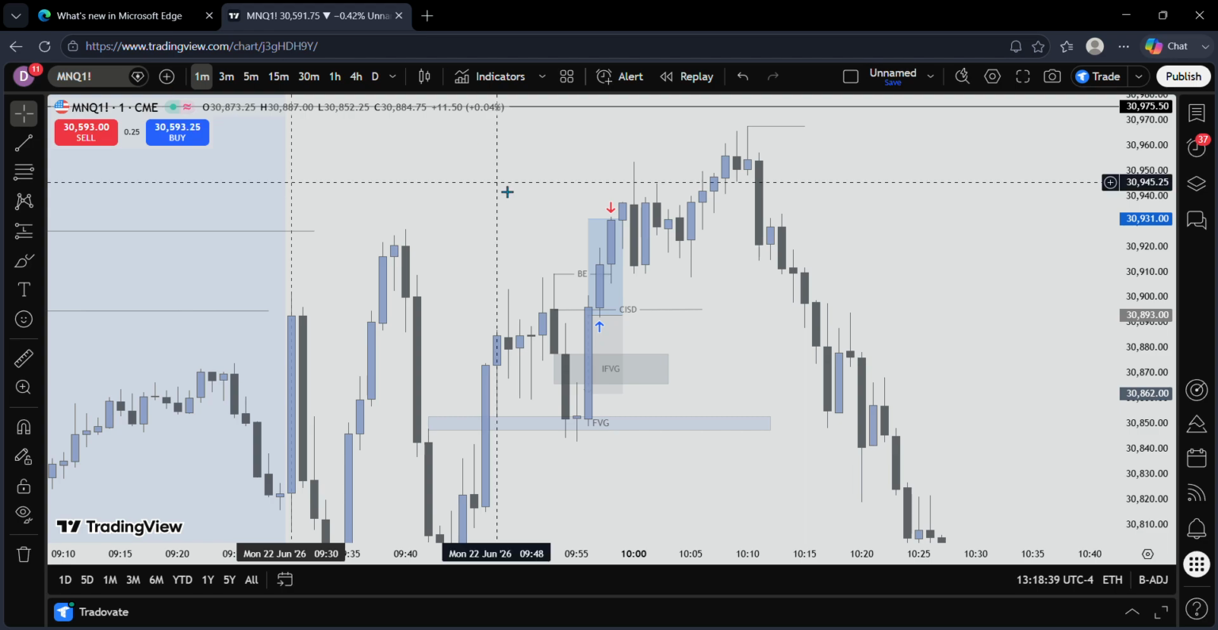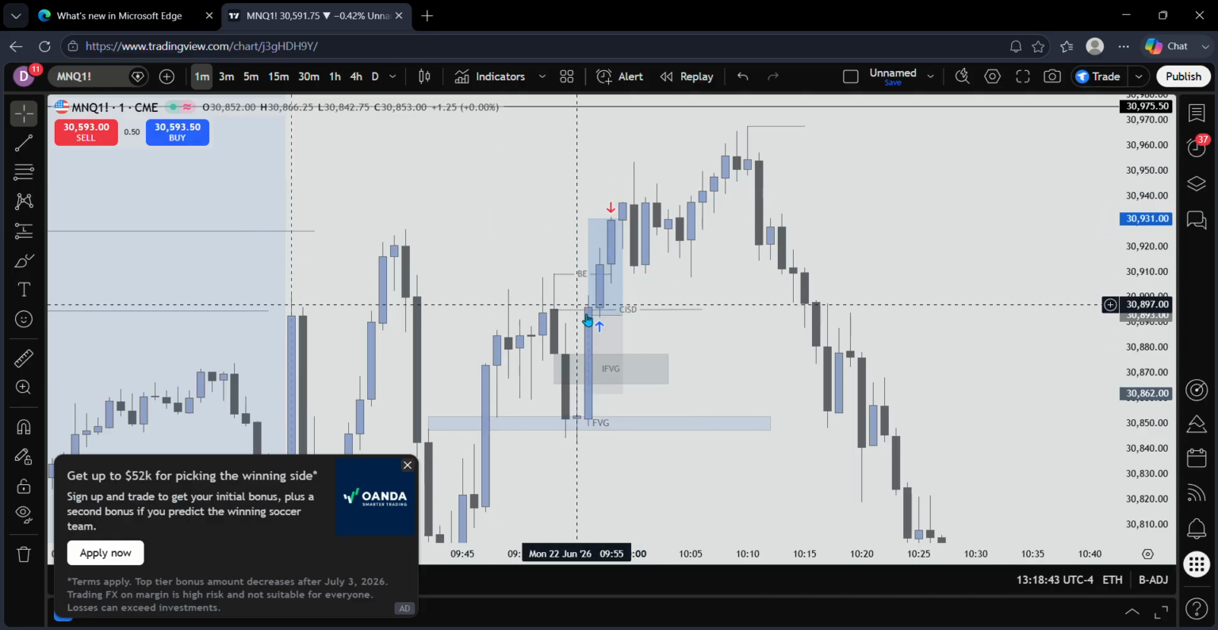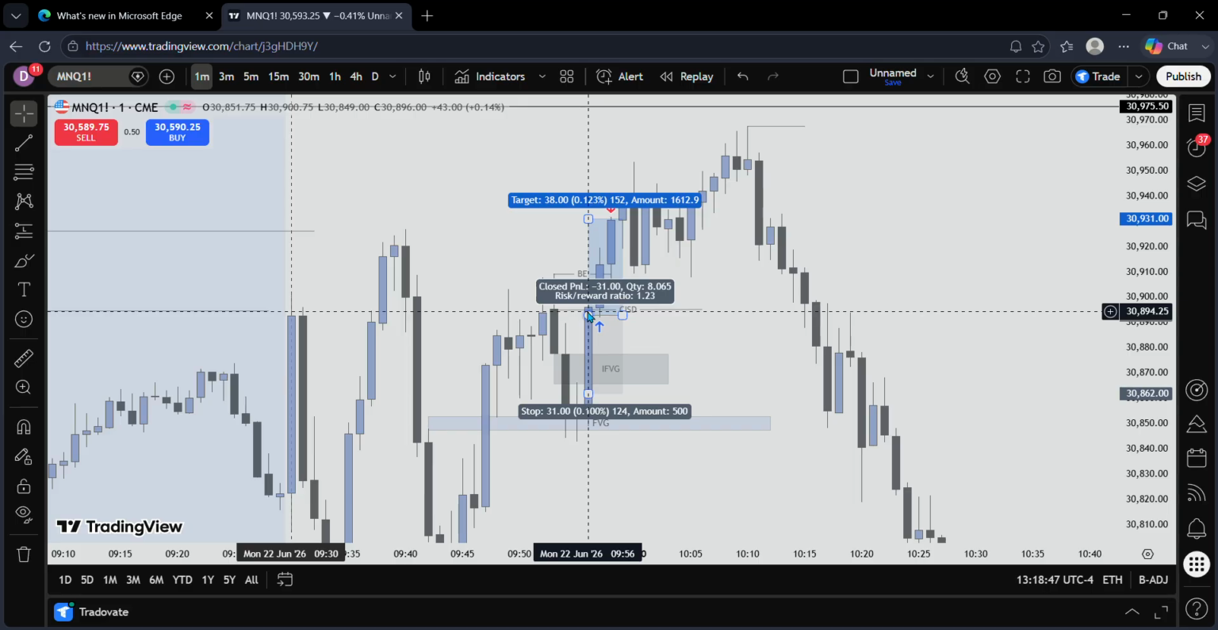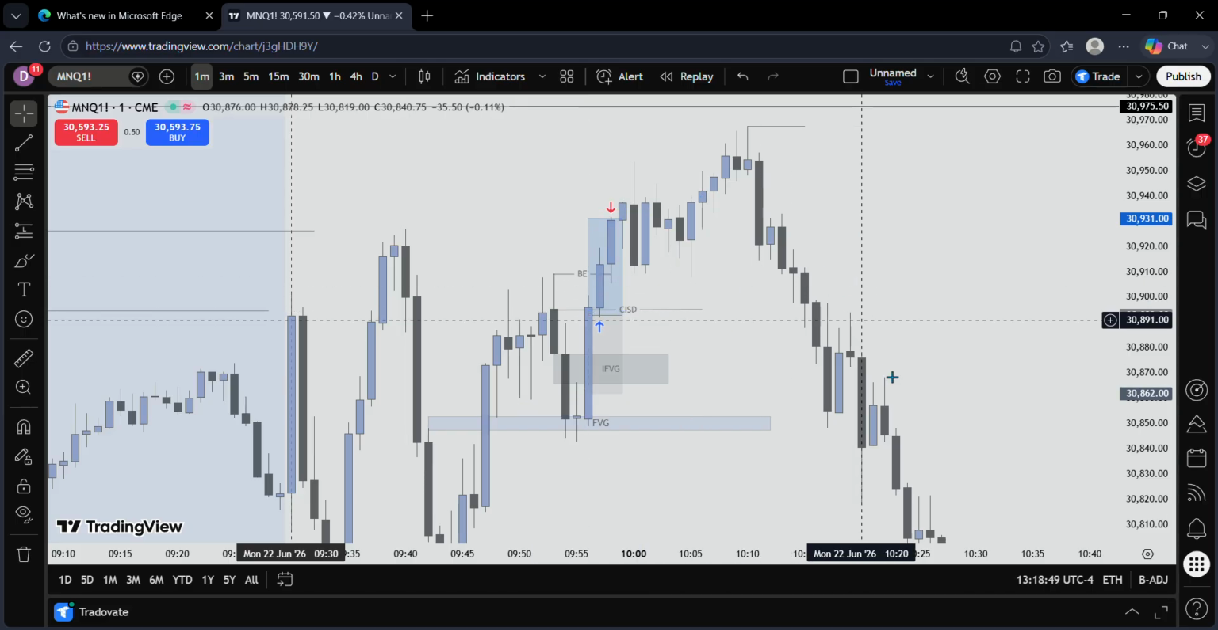What's up, guys? Let's get into a trade recap of June 22nd, 2026. Had this nice little one-to-one play here at around close to 10, and let's get into it.